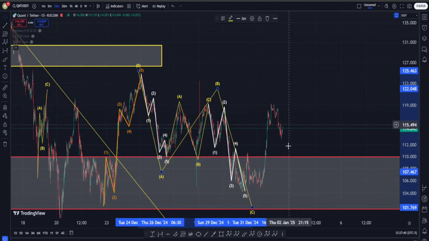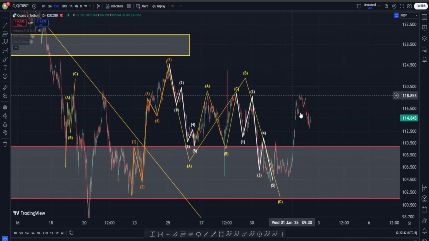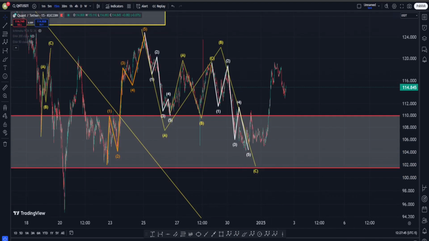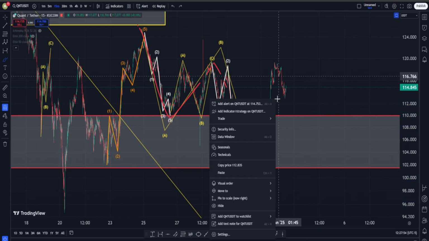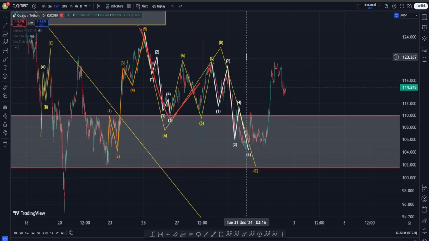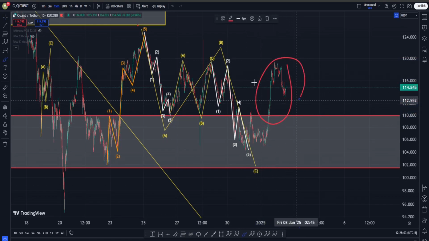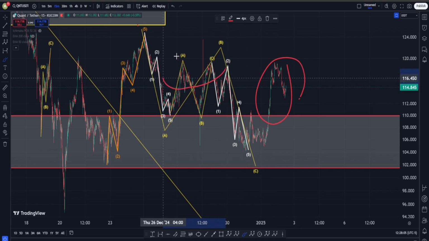Now, before this move up, I wasn't really sure whether this is an ABC zigzag or maybe it's going to be a 1, 2 and then another 1, 2, and then we're going to get a big move down into wave 3, 4, 5. This ABC, for me at least, got confirmed when we got this decent move up, and in it, we actually took all these highs.